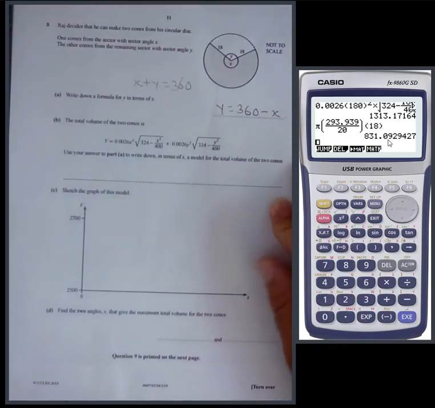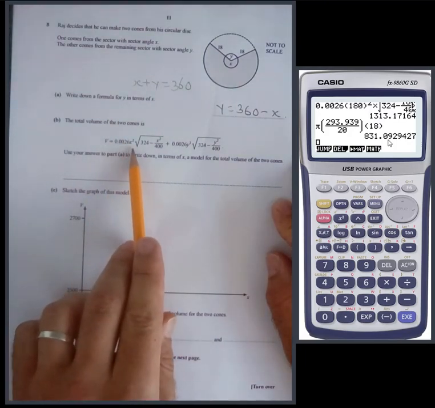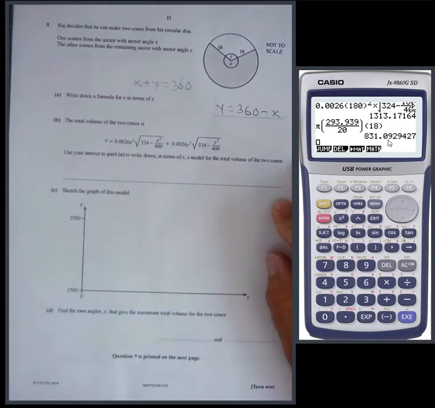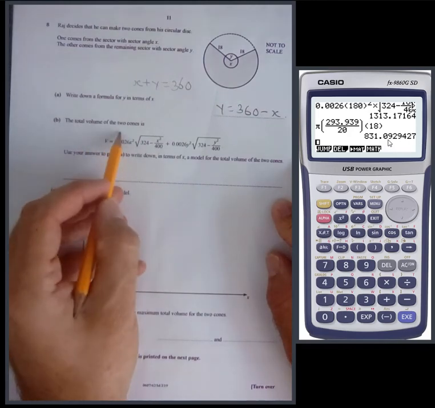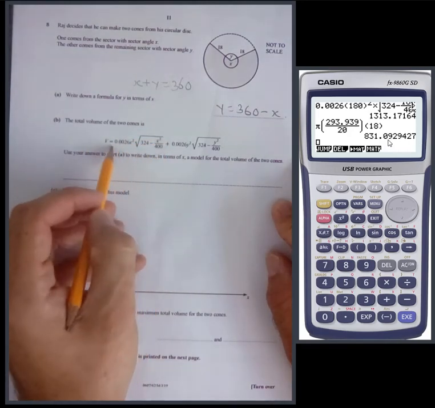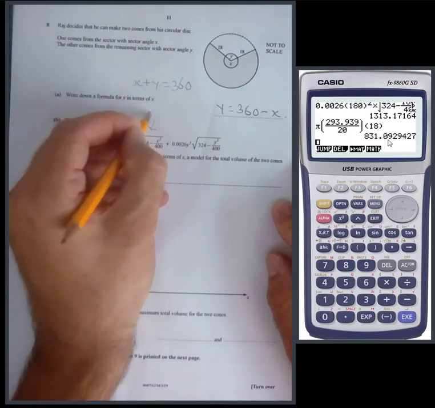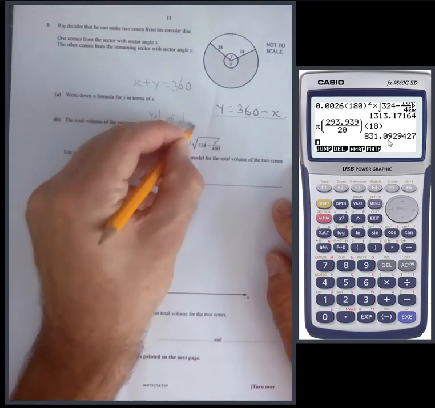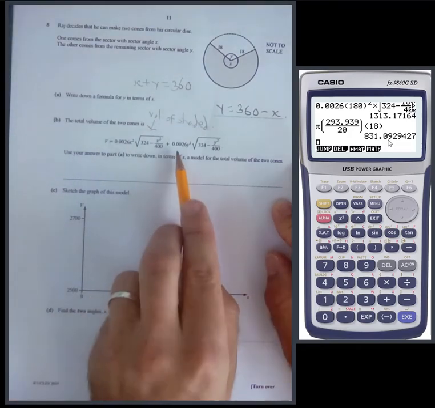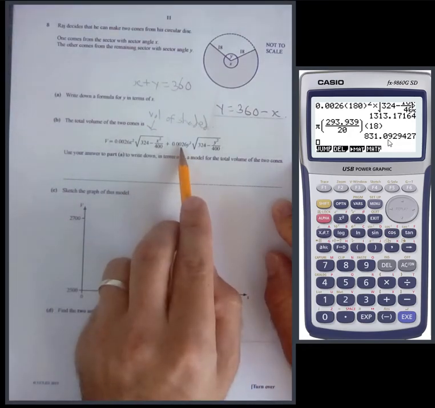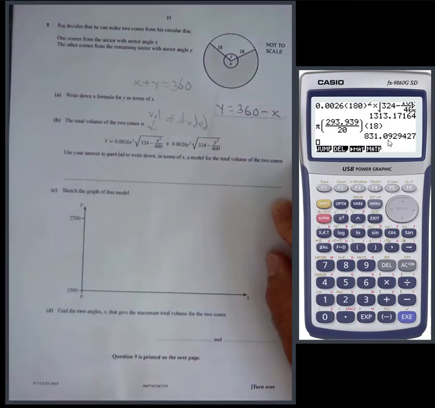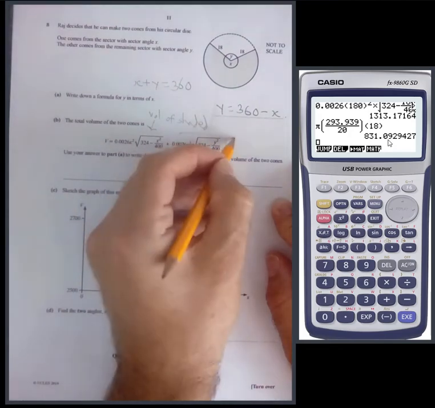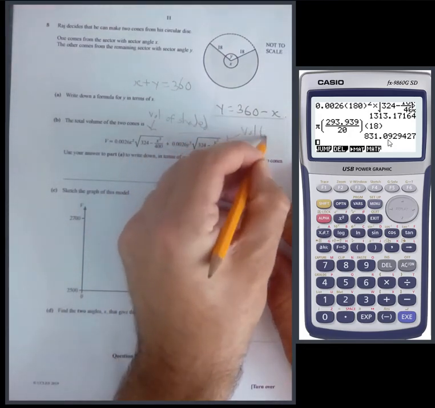Okay, very friendly question. The total volume of the 2 cones is V equals 0.0026x squared times the square root of 324 minus x squared over 400. So that's the bit we've already looked at. That's the volume of the shaded cone. So vol of shaded, plus, and then we've got another bit with y's, so 0.0026 y squared times the square root of 324 minus y squared over 400. So it's the same formula but with y, so this is vol of unshaded.